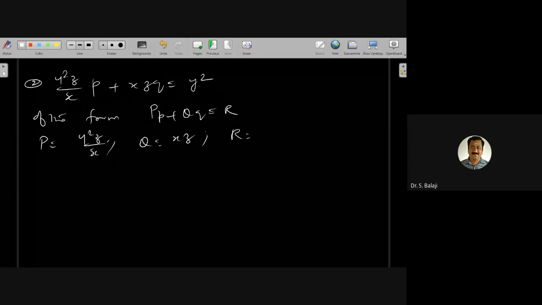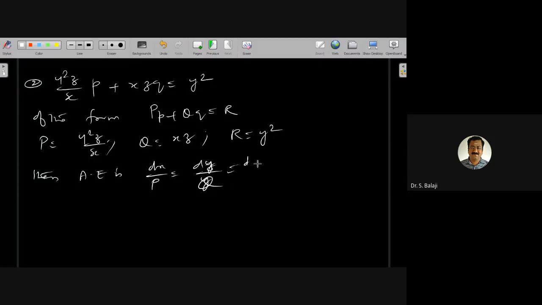We have another problem: y square z by x p plus x z q equal to y square. This is of the form P p plus Q q equal to R, where capital P is y square z by x, capital Q is x z, and capital R is y square. Then the auxiliary equation is dx by capital P, dy by capital Q, dz by capital R.